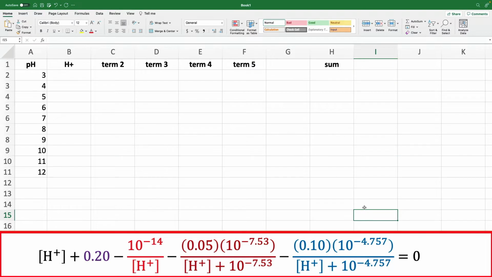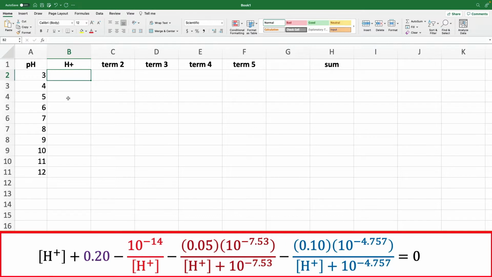Okay, so here I have a spreadsheet that I've made up in preparation for my calculation. And just as a reminder, our equation that we're using is down here at the bottom of the screen. Now, in column A, I have put the pH. You don't have to put the pH, you can just go straight into H+, but it is a lot easier to enter pH, and so that's why I'm doing it that way.